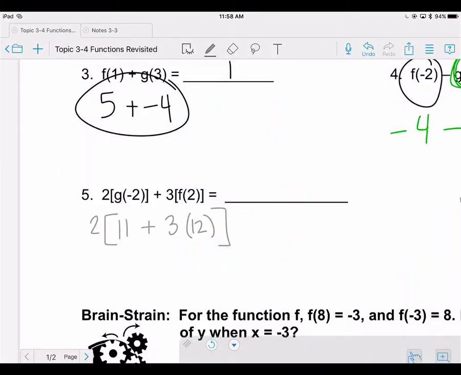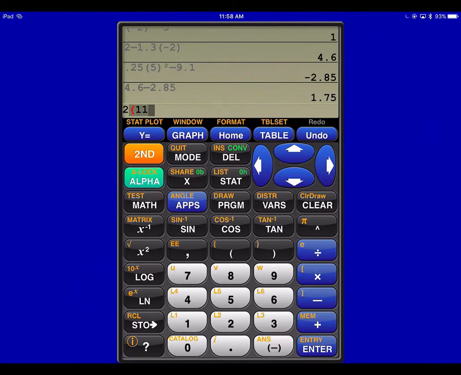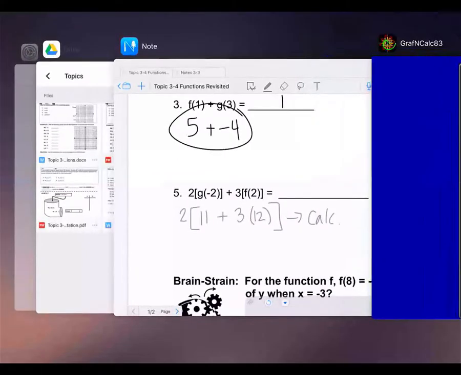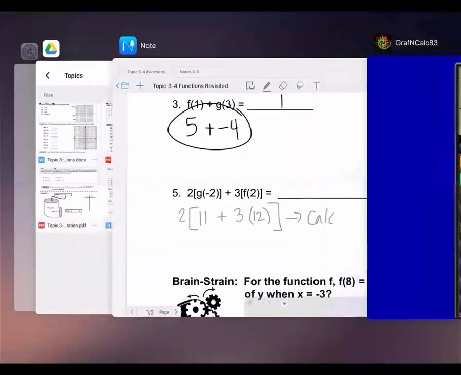And then I can plug all of this into my calculator exactly like I see it. 2 times 11 minus 3 times 12. I'm just going to double check. Yeah. So I plugged it in exactly like I see it, and instead of the bracket, I just use a second parentheses. And I get negative 50.